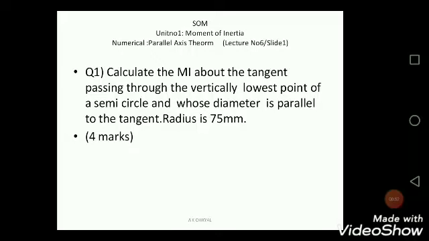What is first given? A semicircle. How is the semicircle? Radius 75 mm. Then it said that the tangent passes through the vertically lowest point. So the tangent touches the vertically lowest point. That means the vertically lowest point has to be on the curve. Therefore, the semicircle is the below part of the circle, that is, the diameter is parallel to the x-axis and the remaining curve will be below it. Okay?